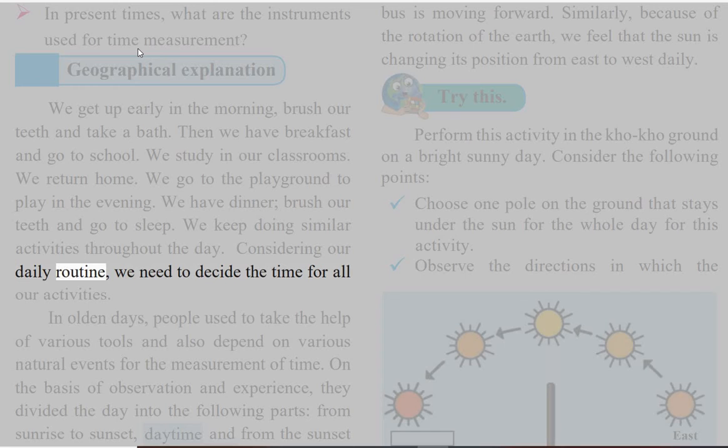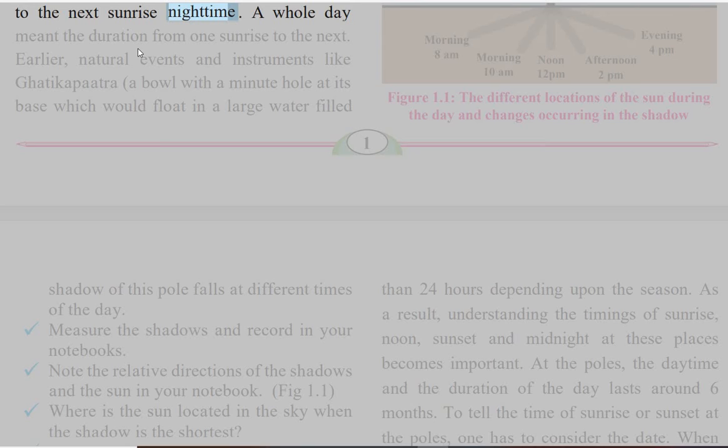Considering our daily routine, we need to decide the time for all our activities. In olden days, people used to take the help of various tools and also depend on various natural events for the measurement of time. On the basis of observation and experience, they divided the day into the following parts: from sunrise to sunset, daytime, and from sunset to the next sunrise, nighttime. A whole day meant the duration from one sunrise to the next.